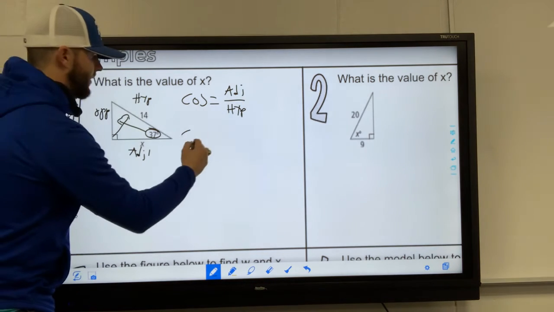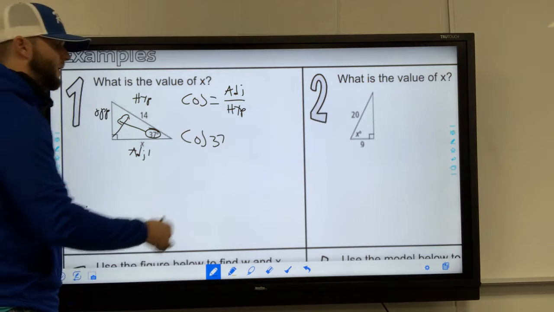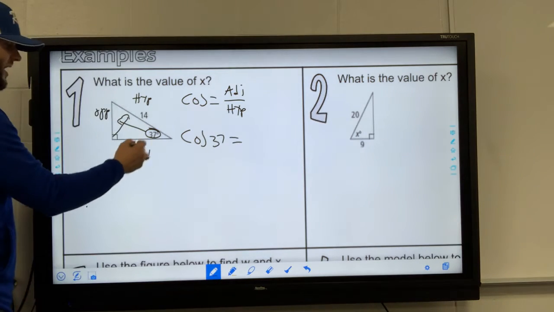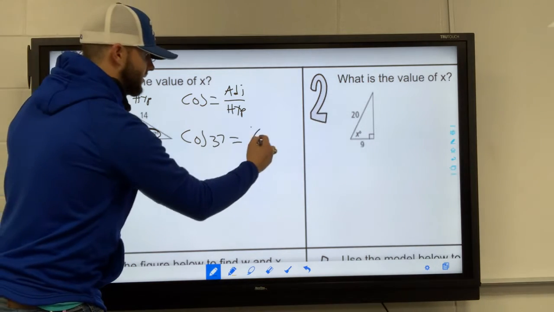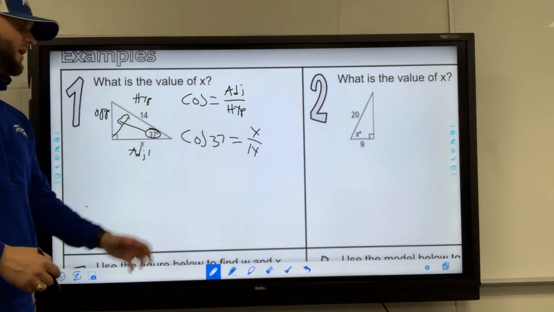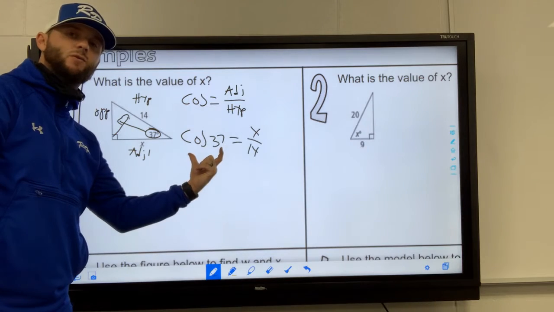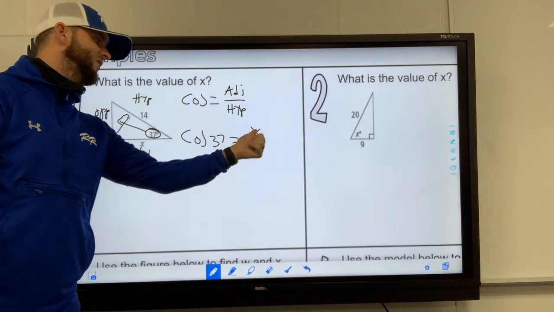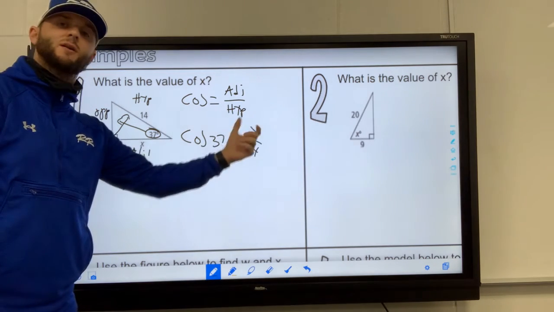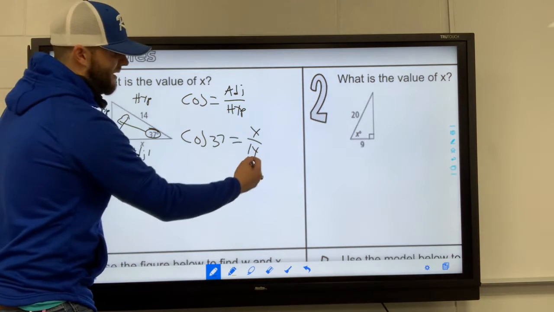So again, cosine of 37, remember I put that angle right there, is going to be equal to the adjacent side, which is x, over the hypotenuse, which is 14. So again, both of these are going to be equal because if I type this in the calculator, it's going to give you a decimal. I need to find the value of x that when I type that in the calculator, it's going to make the same exact decimal. So right now, x is being divided by 14.